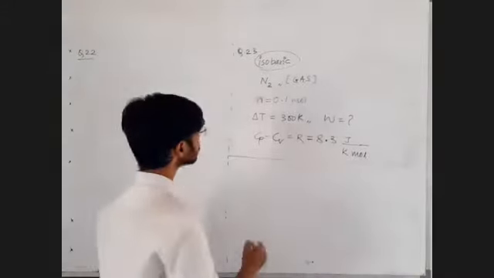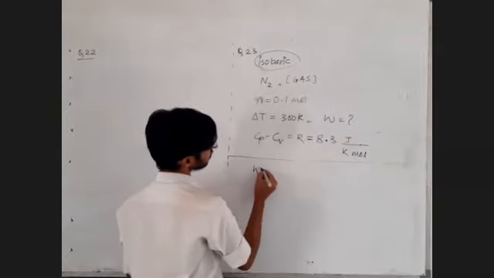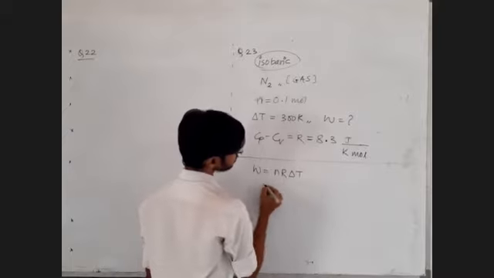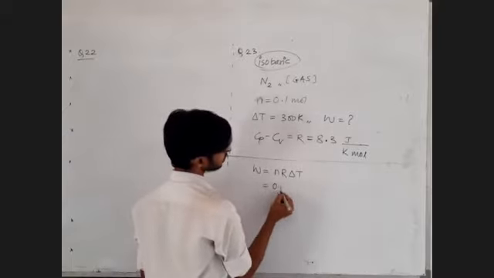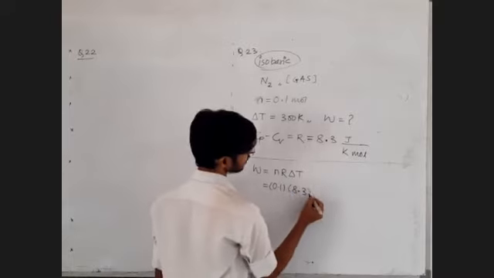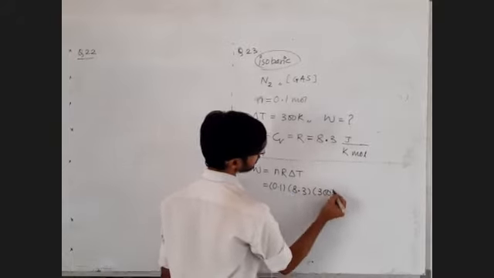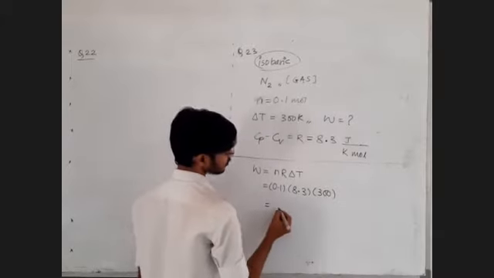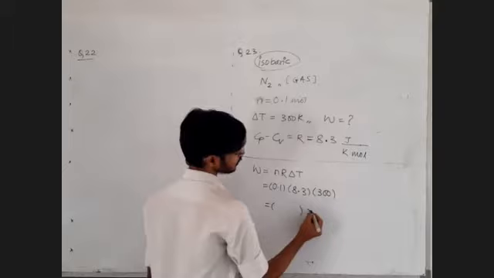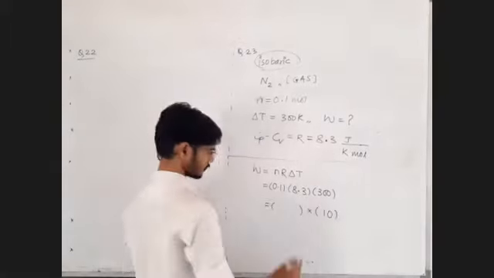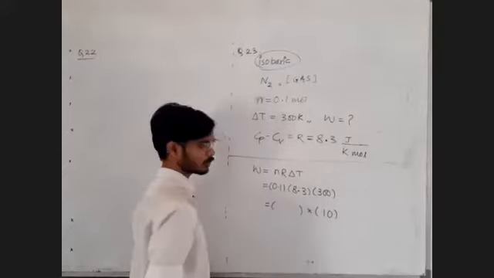Write down: work done by the gas is equal to nR delta T. What is n? 0.1. What is R? 8.3. What is delta T? 300. Do this multiplication and tell me the answer as something point something into 10 raised to something. Arrange the decimal point after the first digit.